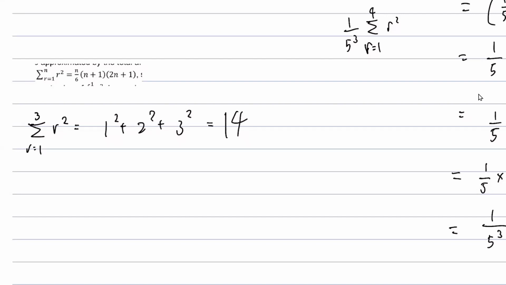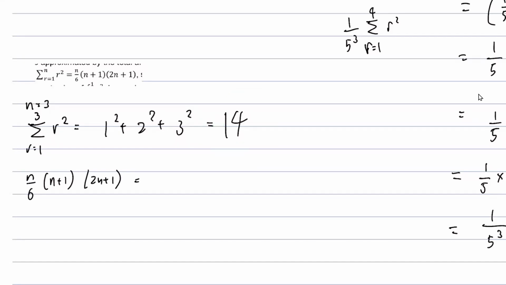Sum of r squared from 1 to n is just that formula on the right-hand side. I'm demonstrating for the case where n is equal to 3. So it's just 1 squared plus 2 squared plus 3 squared, you get 14. But let's see whether this formula holds true: n over 6 times n plus 1 times 2n plus 1. Is it the same? Will we get back to 14?